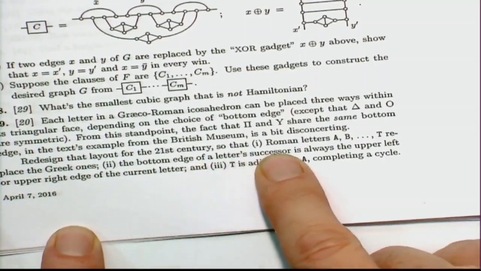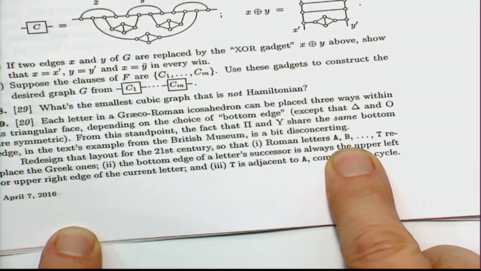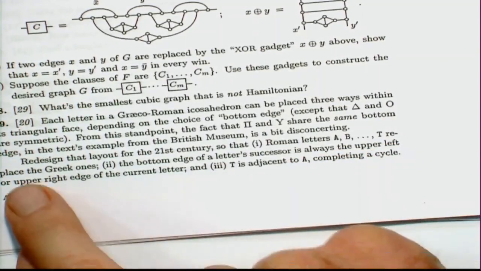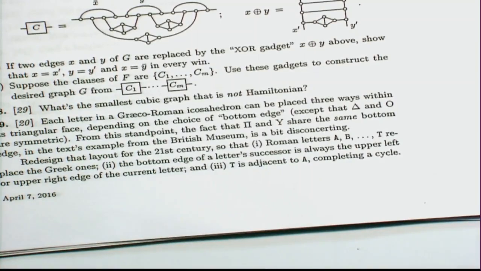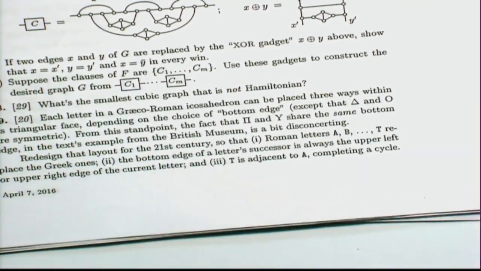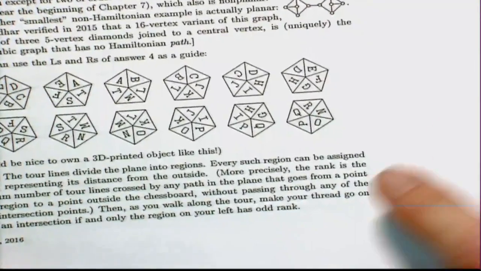This is the exercise. So that in the first place, we're going to use Roman letters A, B through T to replace the Greek ones. Secondly, the bottom edge of the next letter is always obtained by going up to the left or up to the right of the current letter. And then third, it makes a cycle, so that when you get to the 20th letter, one more step takes you back to where you started. Okay, so that is the 21st century version of the thing. And if we look at the answer to exercise 9, I show what such an example would look like.